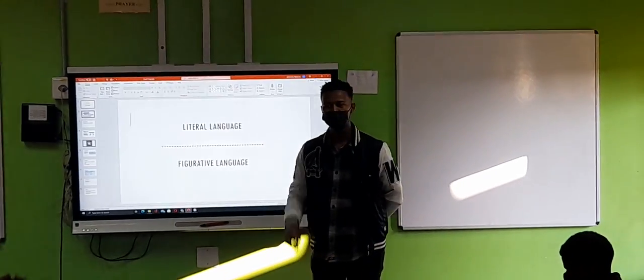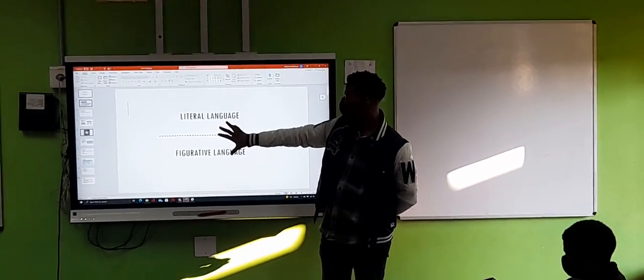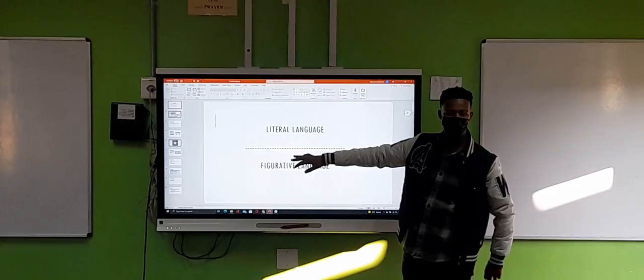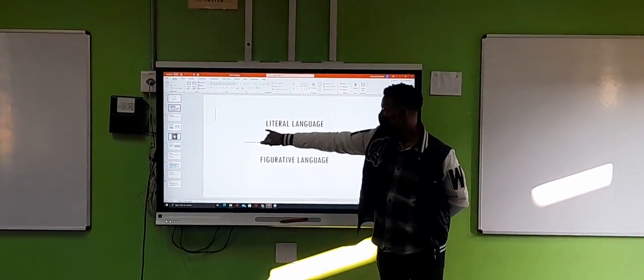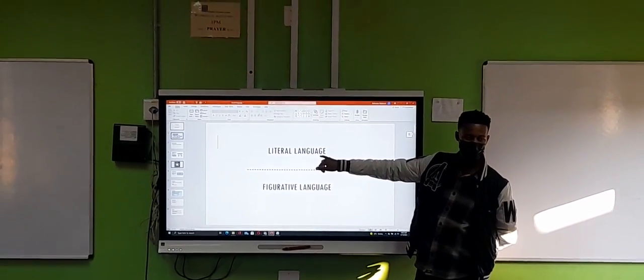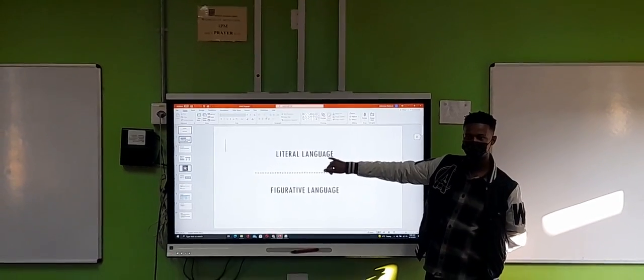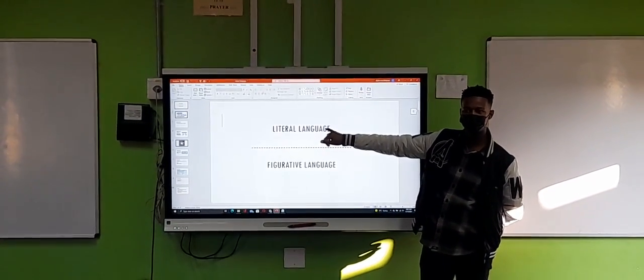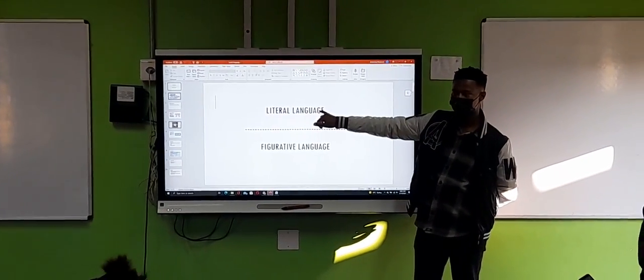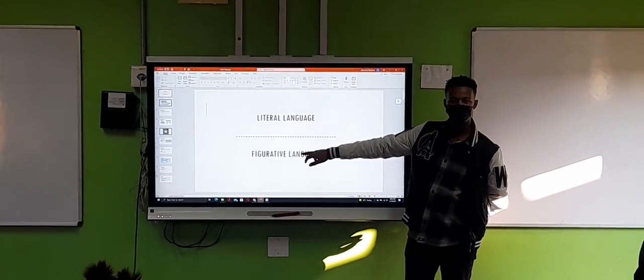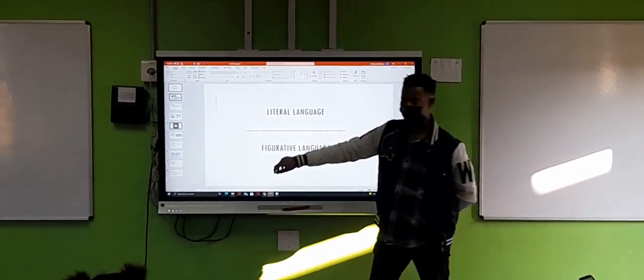Before we go into the game, are you all familiar with these words? Have you seen them before? Yes. Do you know what this word, literal language, means? Just by a show of hands, who's familiar with it? Literal language. What about figurative language? So a lot of us are familiar.